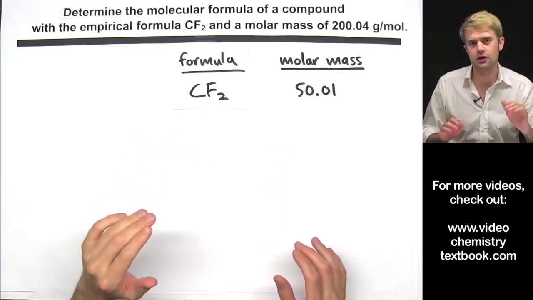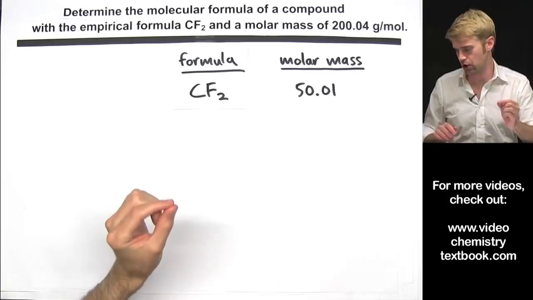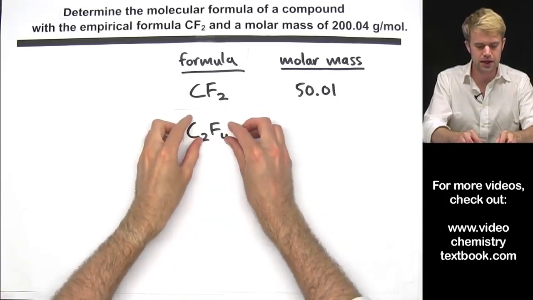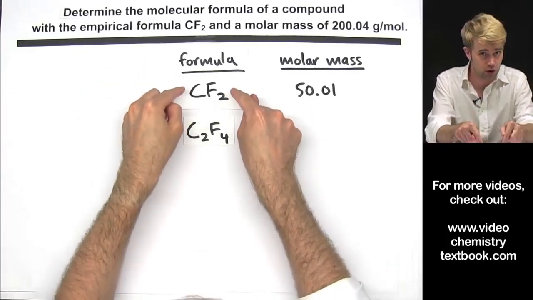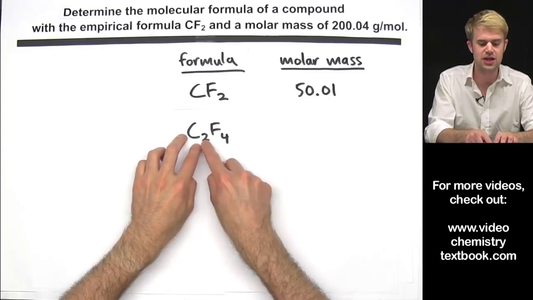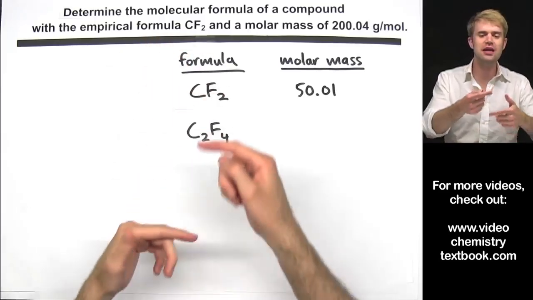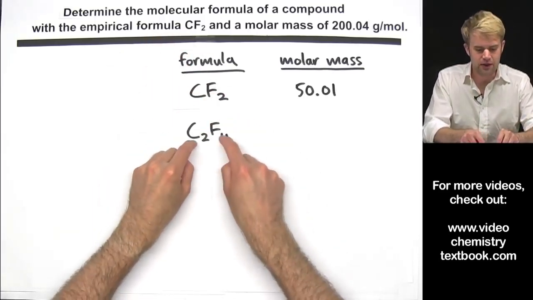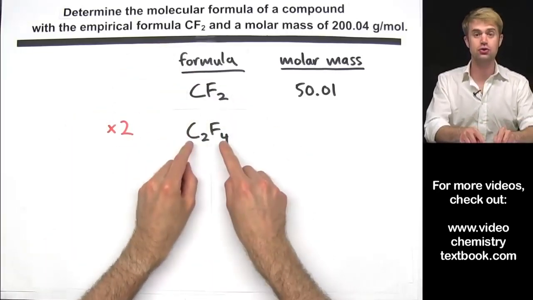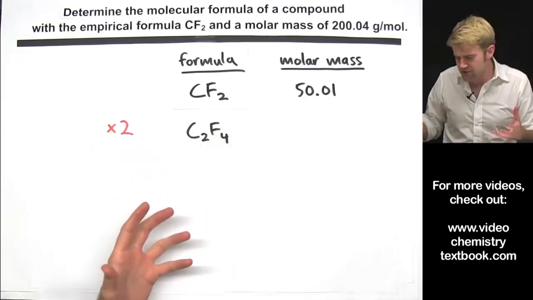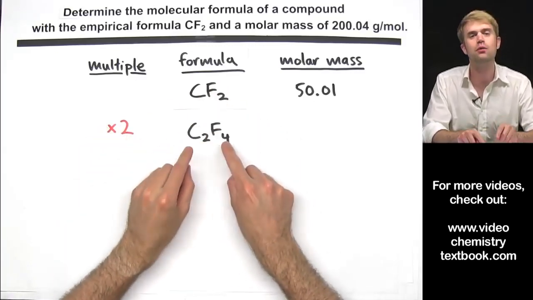Now there are a number of different molecular formulas that all have CF2 as their empirical formula. For example, C2F4 is a molecular formula that has this as its empirical formula. If we took both of these numbers and divided them by 2, we'd end up with CF2. And going the other way, we got this formula by taking the empirical formula and multiplying it by 2. In other words, this formula is a multiple of the empirical formula.